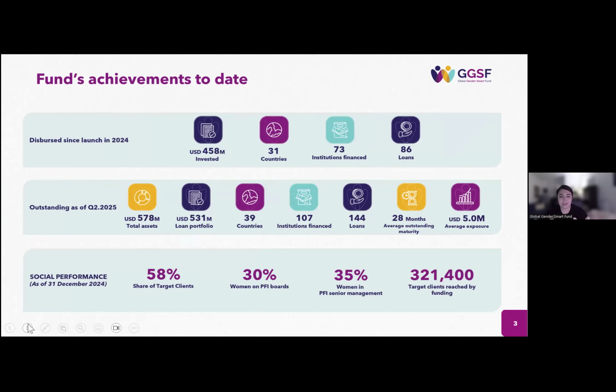So before I let you deep dive into the women-centered design, and I'm sure Pallavi will walk you through that, we just wanted to share a few results that the fund has achieved in the past 2 years. I'm not necessarily going to go into details because that might take a lot of time, but just wanted to highlight the social performance, especially the gender equality related one. So 58% of the financial institutions' target client are women. At organizational level, respectively, 30% and 35% of women are at the financial institution boards and also part of the senior management.